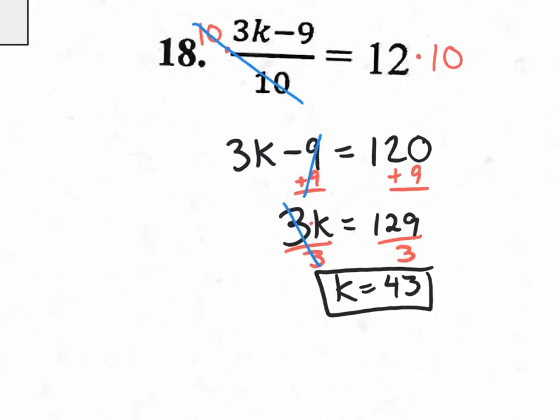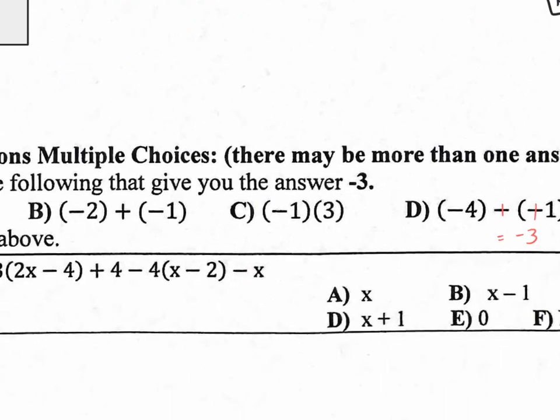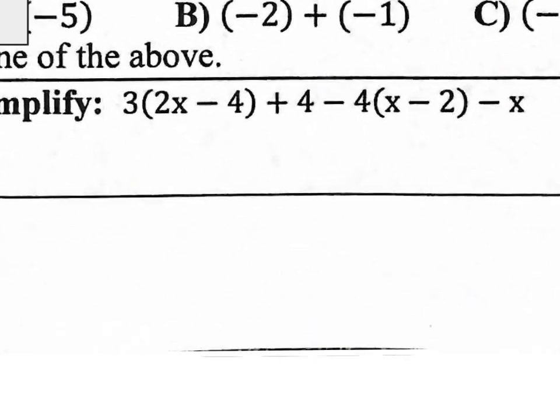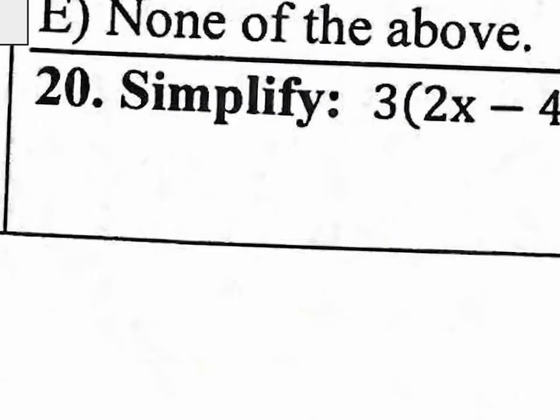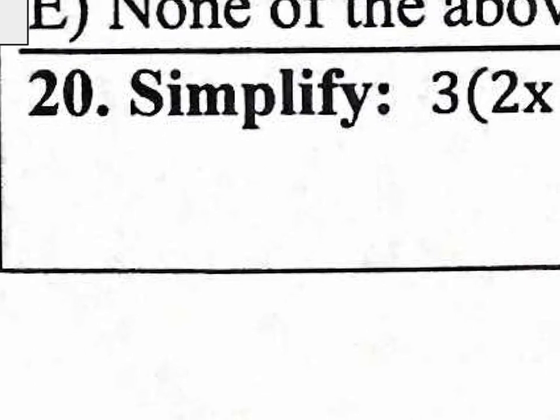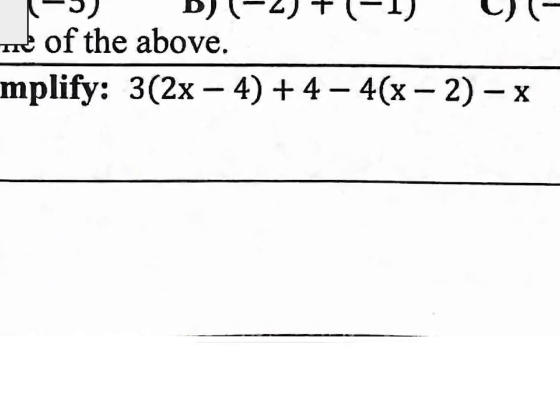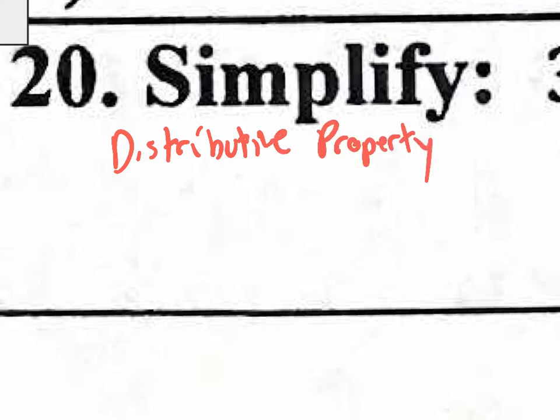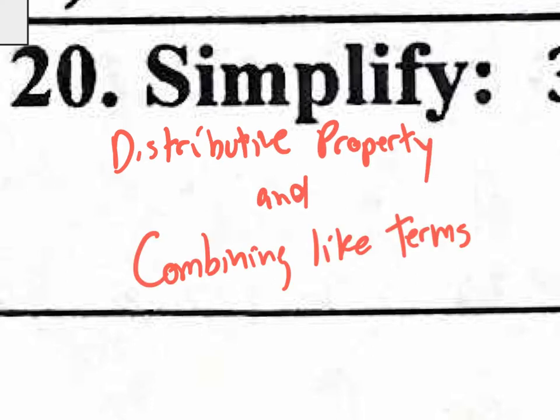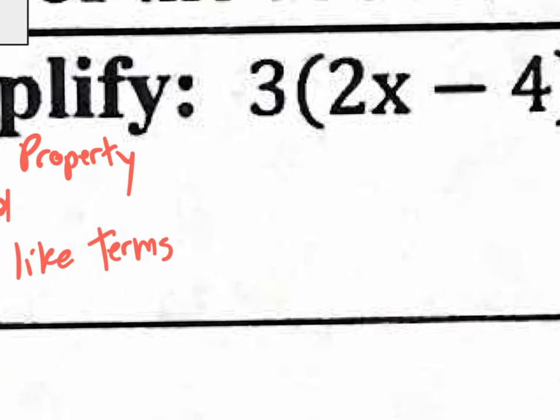Moving on to the last one, number 20. This one's fun. Simplify. Now, solving is to get x by itself on one side of the equal sign. Right here, you don't have any equal signs. It's simplify. And what does simplify mean? It means distributive property and combining like terms. And you do it in that order. You distribute first because distributive property is really the distribution of multiplication. Combining like terms is really adding and subtracting.